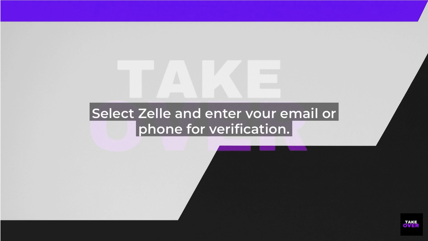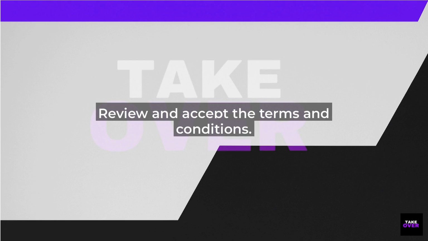Next, you'll need to review and accept the terms and conditions. It's quick, but make sure to skim through for any 2025 updates on privacy and fees. Once that's done, Chase might send a verification code to your phone or email. Enter that to confirm. Boom, you're enrolled. Now, you can start adding contacts and sending money right away.